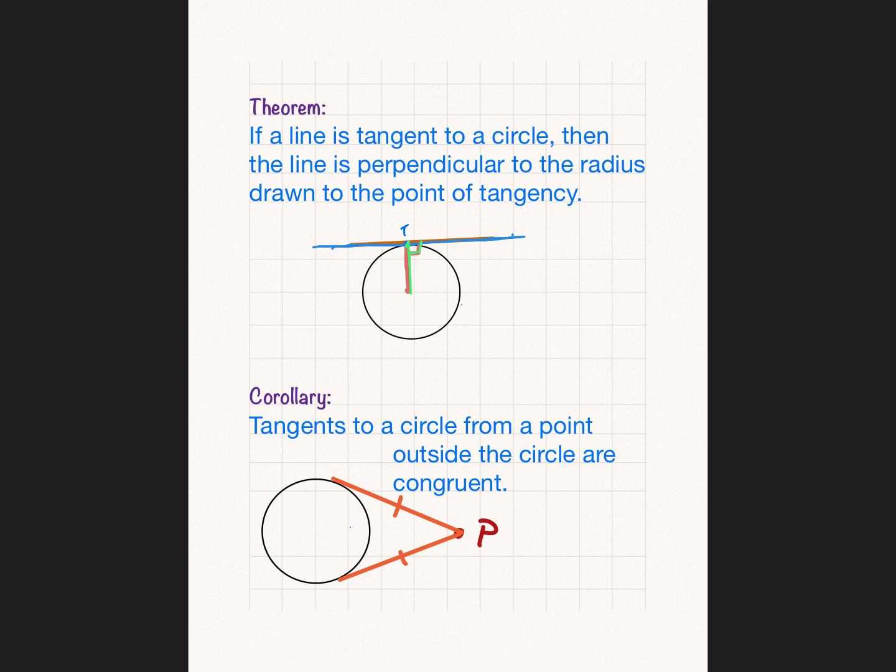Here's another corollary to that. If we have 2 tangents to a circle from a point outside the circle, then those 2 tangents are congruent. So if I have this one single point outside the circle and I'm going to a point of tangency on the circle, this distance and this distance are going to be the same. I bet we have a proof of that in the homework, or we'll look at that in our next exercise. So tangents to a circle from a point outside the circle are congruent.